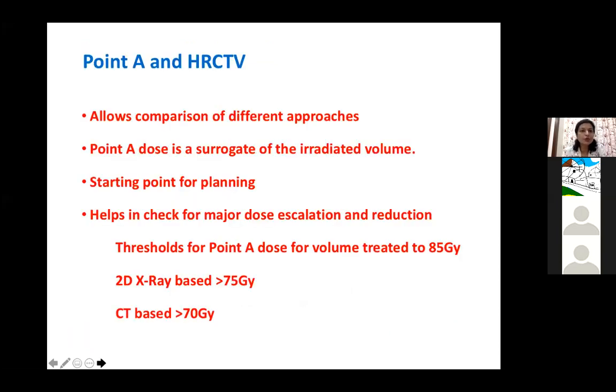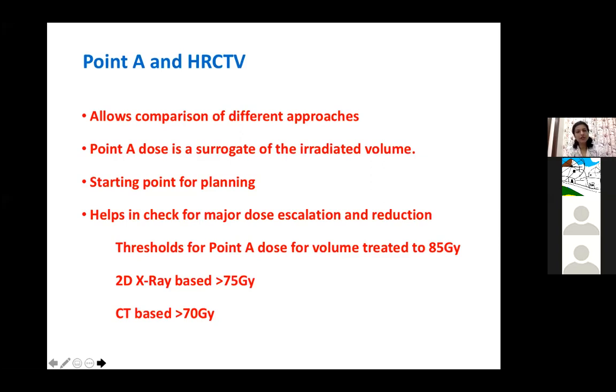And what is the correlation between point A and HRCTV? We cannot do away with the point A. Like I said, it is first the starting point of our planning. It also allows us comparison of different approaches, because traditionally we have a good amount of data with point A, which has given us good results. Point A is not a surrogate for the target, but definitely it is a surrogate for the irradiated volume. It also helps for major dose escalation or de-escalation or reduction.